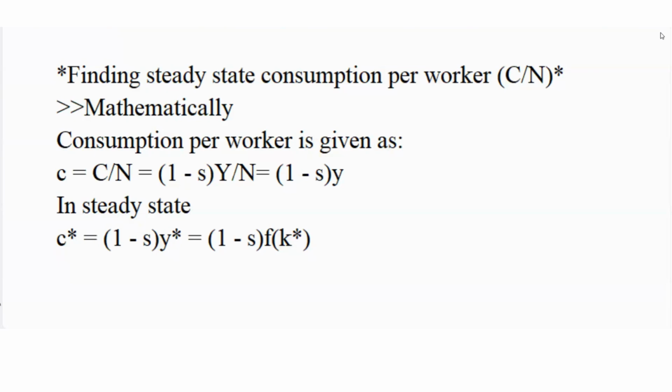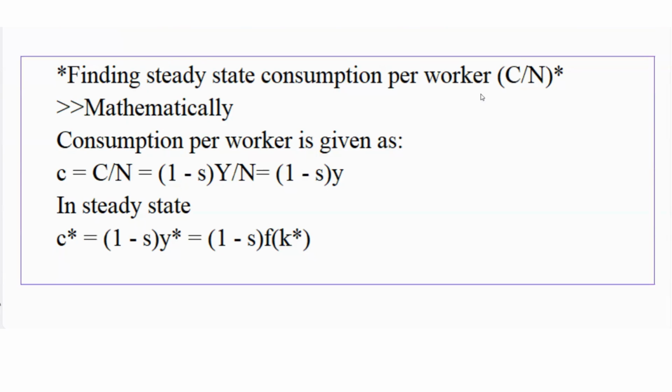We were looking at the steady state and how to find key endogenous variables in the steady state. We looked at how to find capital per worker and output per worker in the steady state, both mathematically and graphically. Similarly, we want to look at finding steady state consumption per worker. So first, let's look at it mathematically.